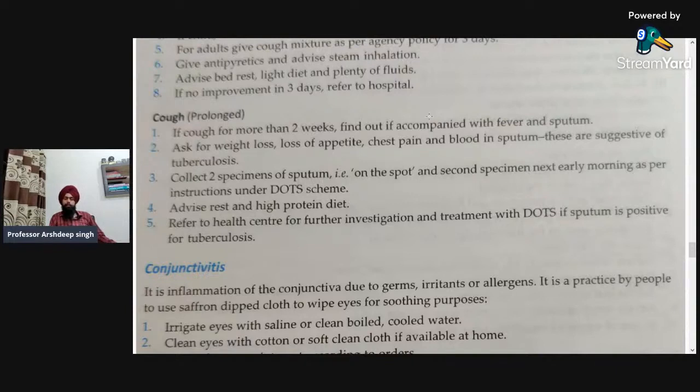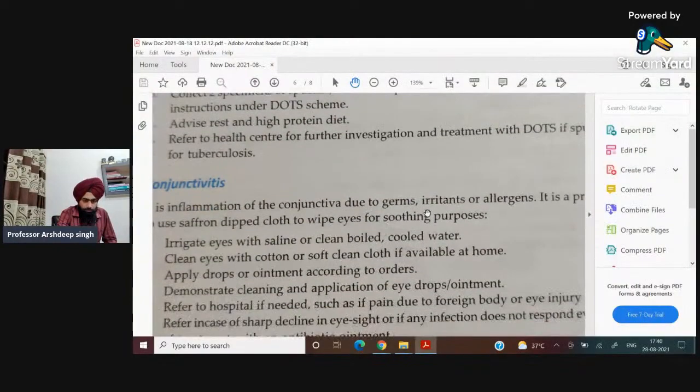And last, refer to the health center for further investigation and treatment with DOTS therapy. And DOTS is the assured treatment in case of the tuberculosis. So if this is present, that has to be followed in a very careful manner. Next is the conjunctivitis.